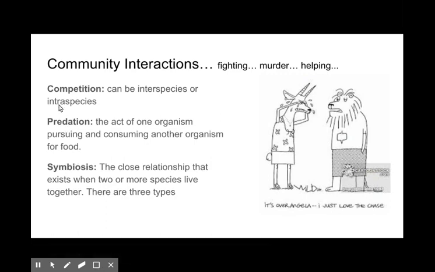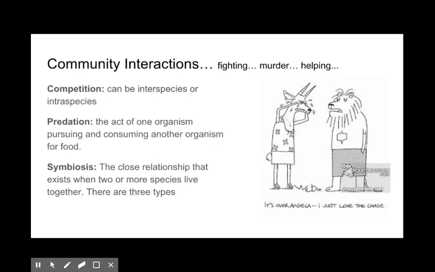There's three main types of community interactions: competition, predation, and symbiosis. And there's three types of symbiosis. In competition, you can have interspecies or intraspecies competition. Interspecies is different types of animals trying to eat the same type of food. They're competing for that single resource, or they're competing for that single cave to live in, or they're competing for the best spot at the watering hole.